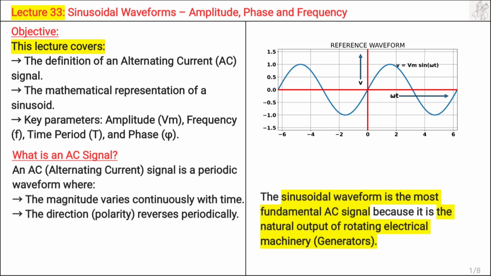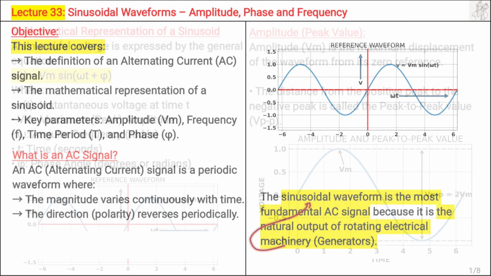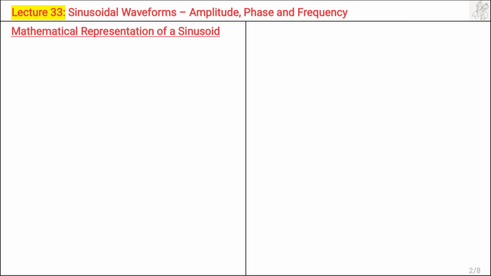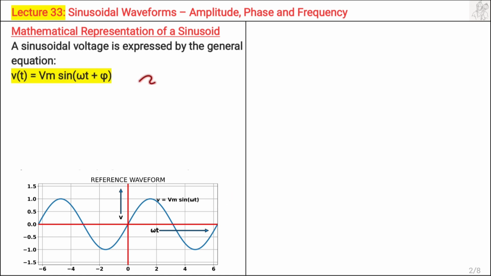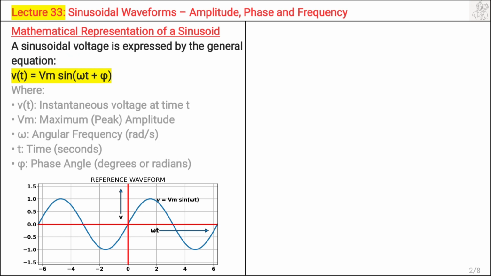So why are we talking about sinusoidal waveforms? Because the rotating electrical machines, that is generators, produce a natural output which is sinusoidal in nature. So let's talk about mathematical representation of a sinusoid. This is a sinusoid signal and the general expression for representing this equation is simply v(t) = Vm sin(ωt + φ), where v(t) is simply the instantaneous voltage, that is voltage at a particular instant of time. Vm is the amplitude, ω is the angular frequency, t is the time, and φ is the angle in degrees or radians. So let's talk about all these one by one.